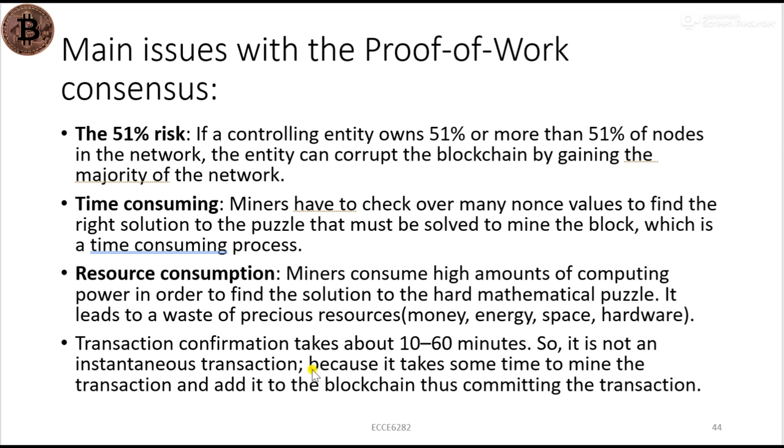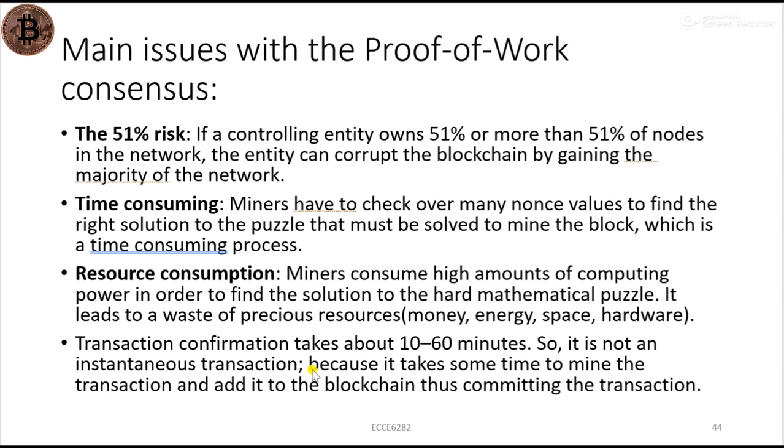So it's a time consuming process. Also resource consumption, because miners are consuming a high amount of computing power in order to find the correct nonce value or correct hash for the block. So it leads to a waste of precious resources like money, energy, space, hardware, everything is being used. And they said that it is expected that 0.3% of the world's electricity will be spent to verify transactions of Bitcoin during this proof of work algorithm.